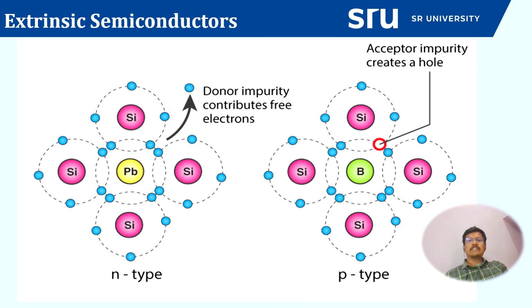Think of intrinsic semiconductors like silicon as a small village road with limited traffic. By doping, we create an additional pathway, allowing more vehicles, or in this case charge carriers, to move through the material.